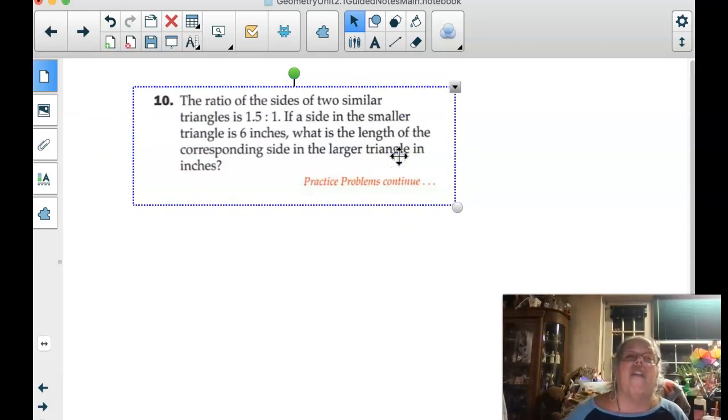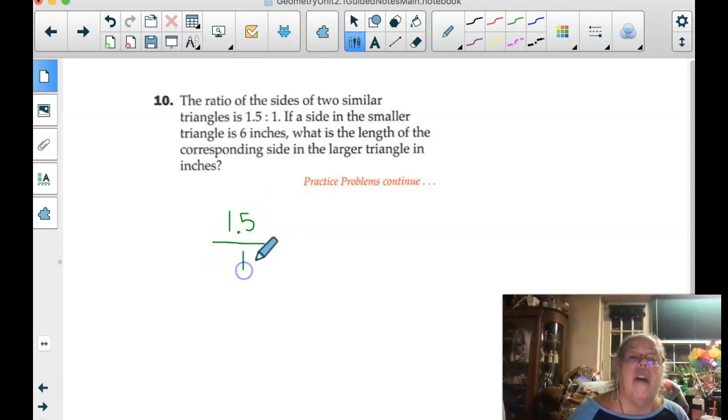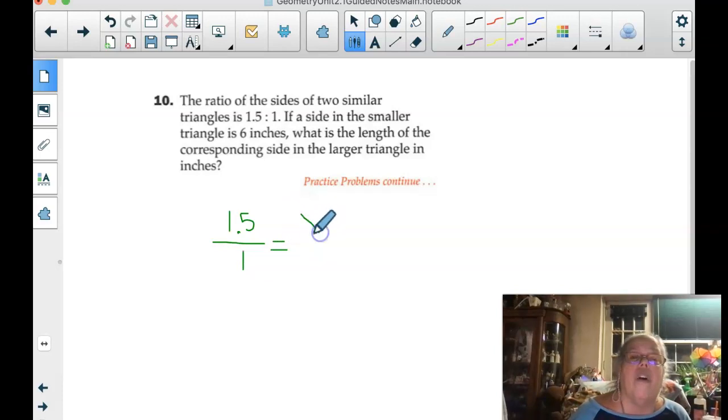The ratio of the sides of two similar triangles is 1.5 to 1. If a side of the smaller triangle is 6 inches, what's the corresponding side in the larger triangle? So watch. 1.5 to 1, that's another way of writing a ratio, is going to equal, we don't know the larger triangle, x, over 6.